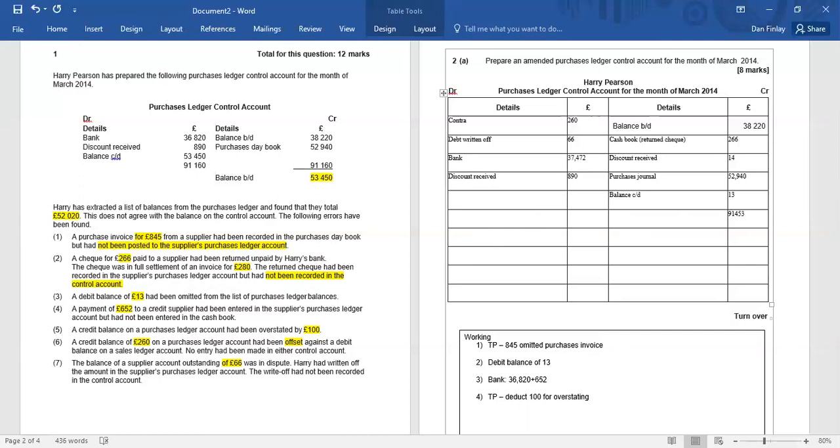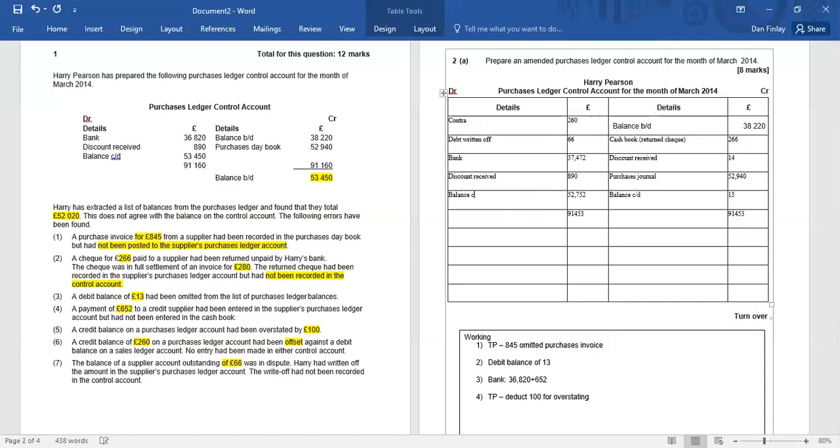91,453. That's not right, I don't think. No, wait, that is right. Yeah, that's right. So that should be 91,453. Take away all these numbers, and we should get 52,752. And then that is our balance in figures.